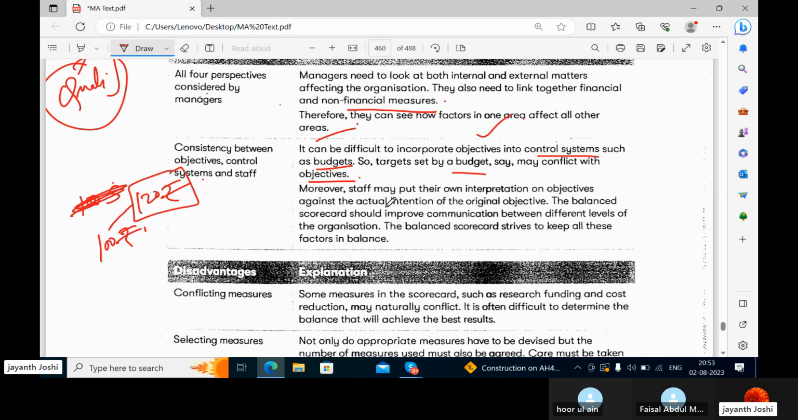So moreover, staff may put their own interpretation on objectives against the actual intention of the original objective. Yeah, what should be done accordingly is not given importance, but what according to us should be done is given more importance. That means some work, if it can be performed in some way, if it is performed in that way, it's okay, it's good. But I want that work to be performed according to my way. So that is again a problem. Okay, just a second.